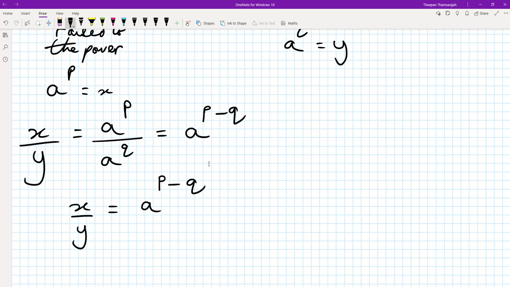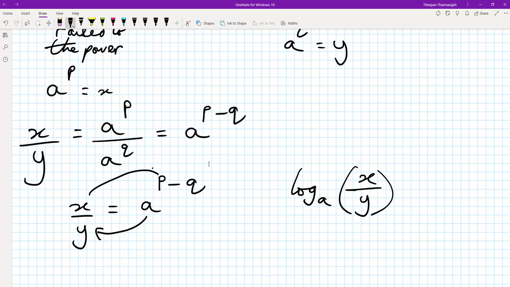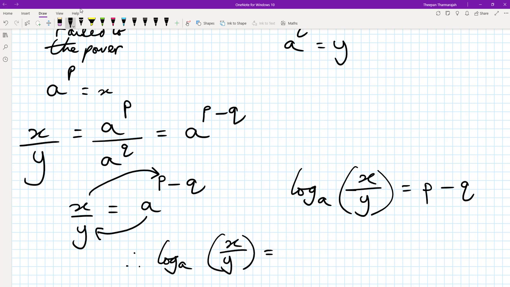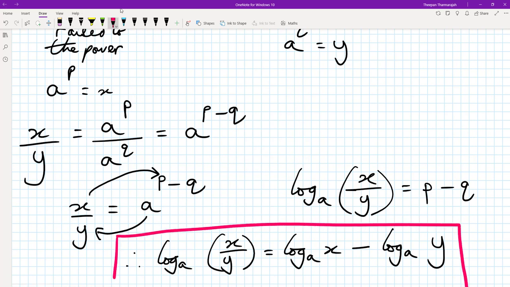So we can write this in log form. So it's log base A of X over Y is equal to P minus Q. Now, since we know what P and Q are, we could replace them by saying, therefore, log base A of X over Y equals log base A of X minus log base A of Y, since P was log base A of X and Q was log base A of Y. And that proves the second law of logarithms.